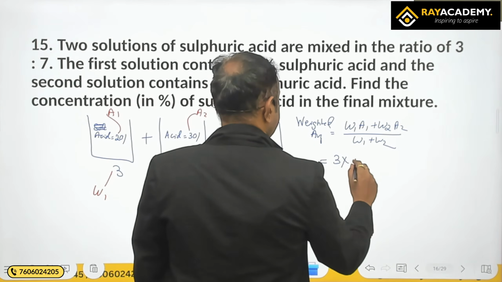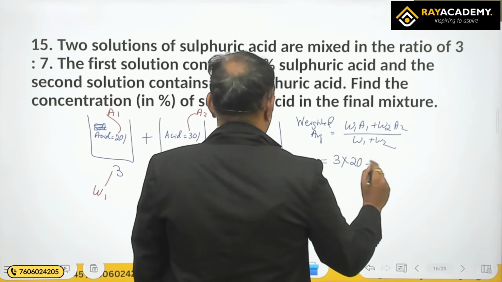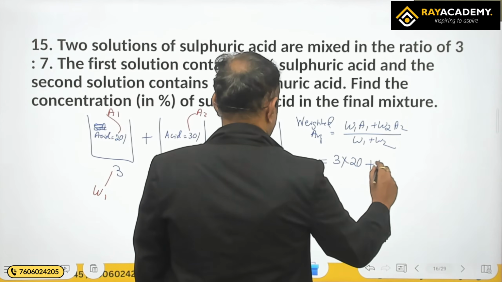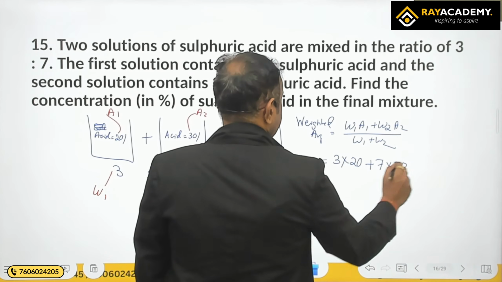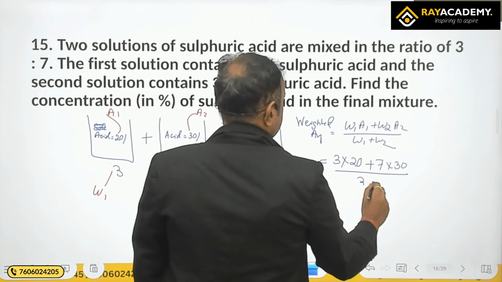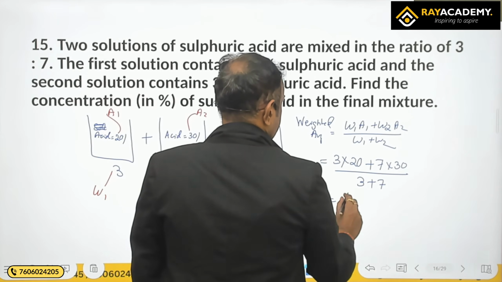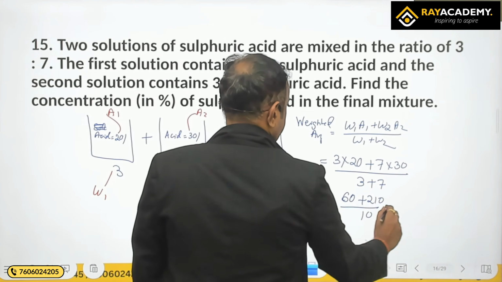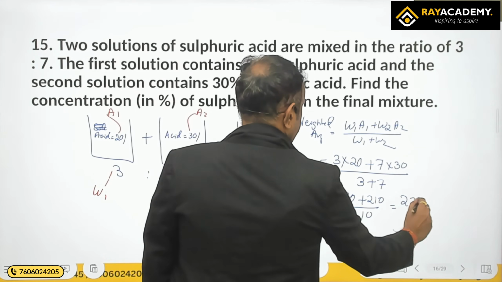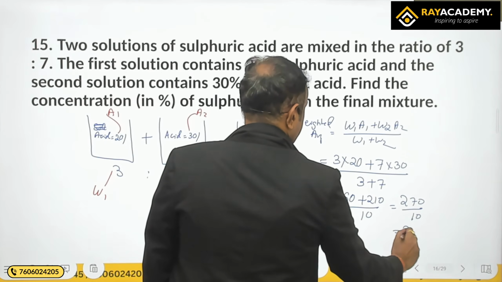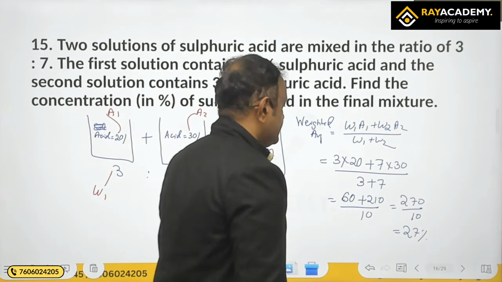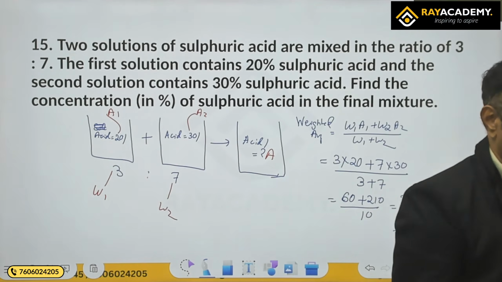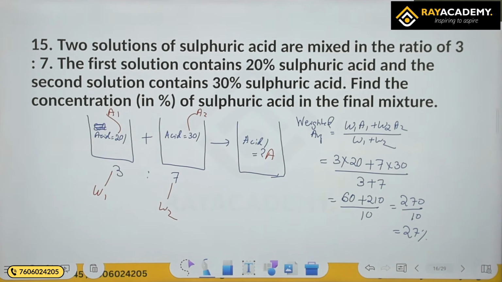3 multiplied with 20 plus 7 multiplied by 30, divided by 3 plus 7. 60 plus 210 by 10, 270 divided by 10, that is 27%. So the final mixture has 27%.